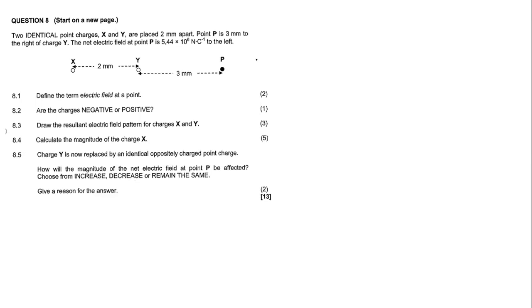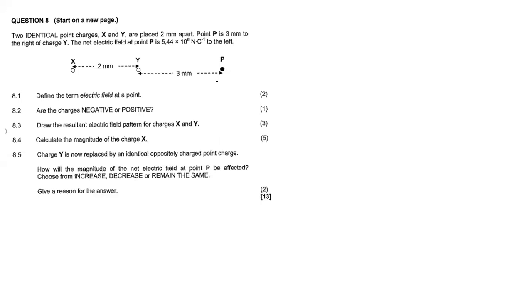Now let us continue with another question. Question number 8, and it reads as follows. It says two identical point charges X and Y, these are identical charges apparently, are placed 2 millimeters apart. Point P is 3 millimeters to the right of charge Y. The net electric field at point P is given by 5,44 times 10 to the power positive 6 newton per coulomb to the left.